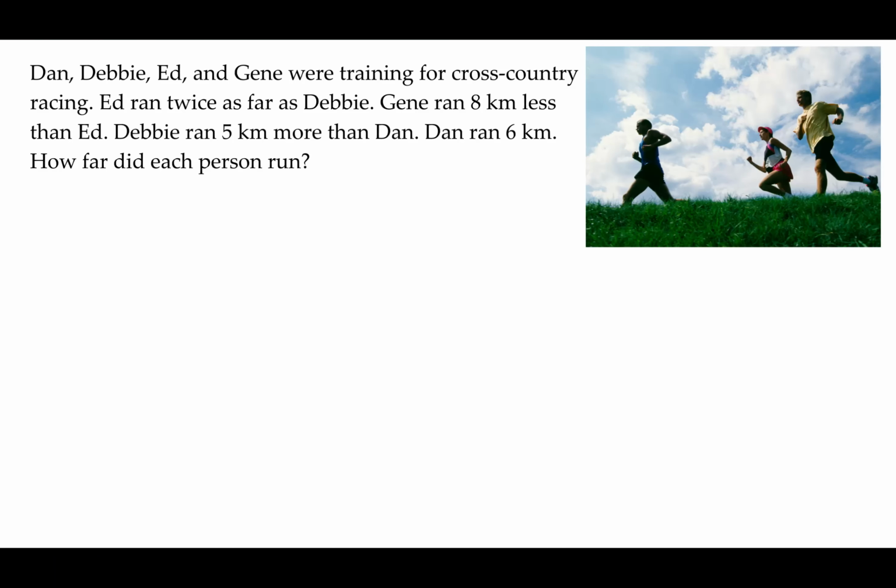Here's your question. Dan, Debbie, Ed, and Jean were training for cross-country racing. Ed ran twice as far as Debbie. Jean ran 8 kilometers less than Ed. Debbie ran 5 kilometers more than Dan. Dan ran 6 kilometers. So how far did each person run?